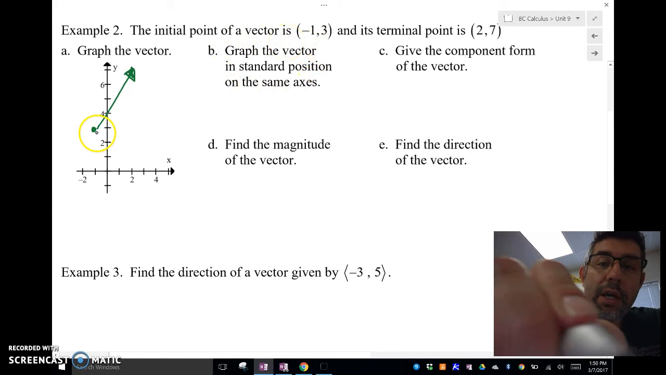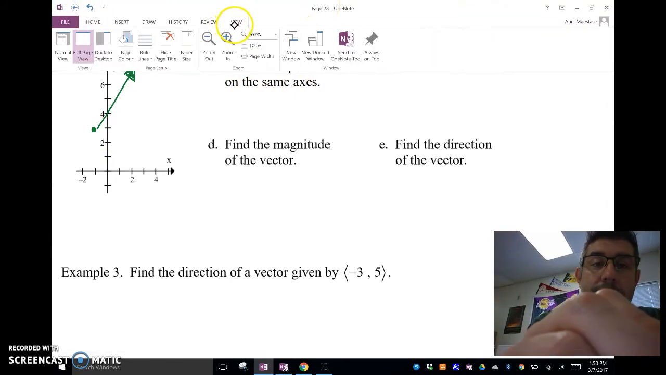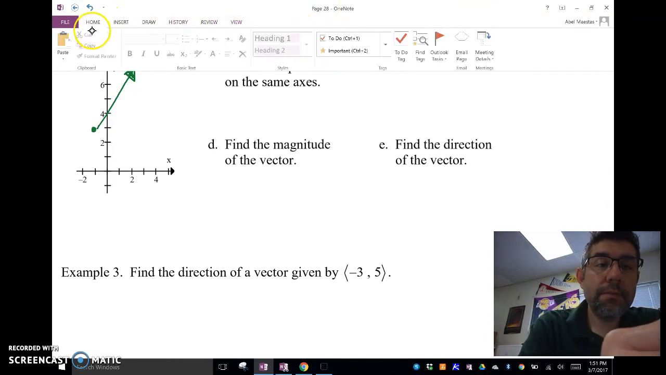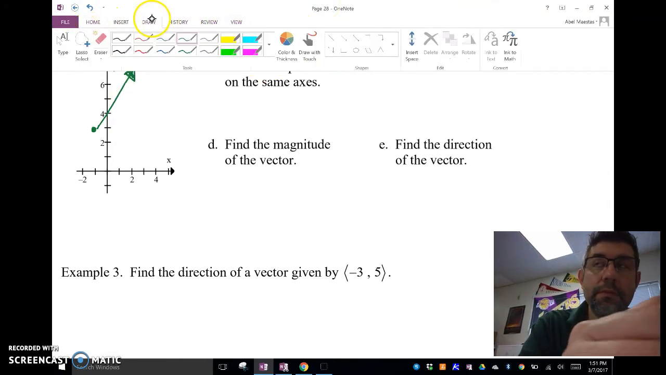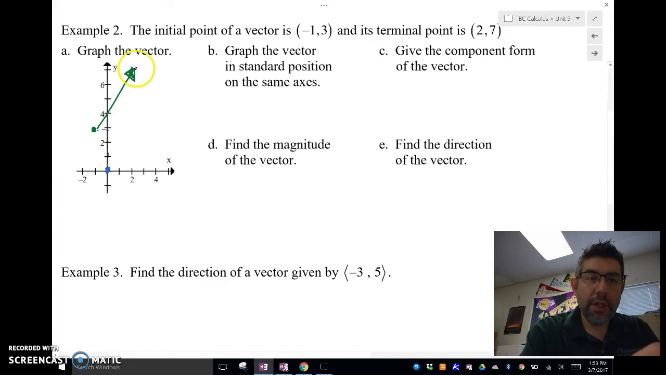So what I'm doing is I'm going to take this guy and put him right here. So I'm just going to go over and down, right? Over 1, down 3. So I'm going to move this other point, the terminal point, over 1 and down 3.